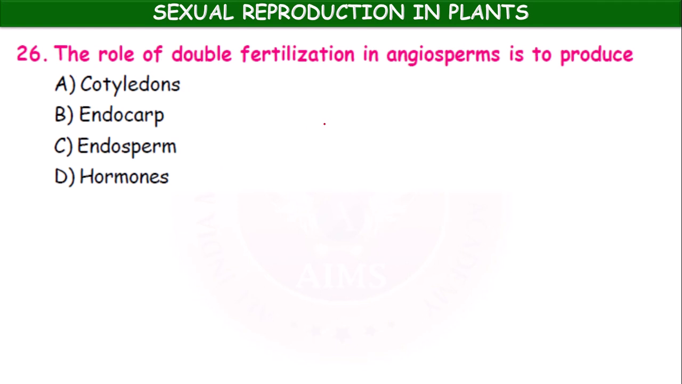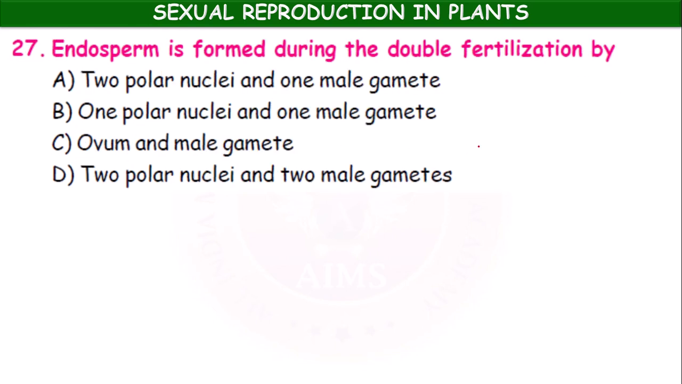The role of double fertilization in angiosperms is to produce cotyledons, endocarp, endosperm, hormones. It is endosperm. Endosperm is formed during double fertilization by 2 polar nuclei and 1 male gamete, 1 polar nucleus and 1 male gamete, ovum and male gamete, 2 polar nuclei and 2 male gametes. Which one? 2 polar nuclei and 1 male gamete.